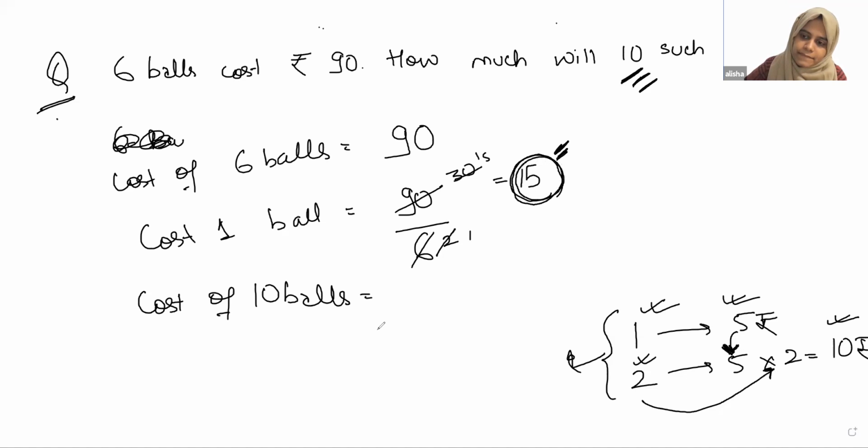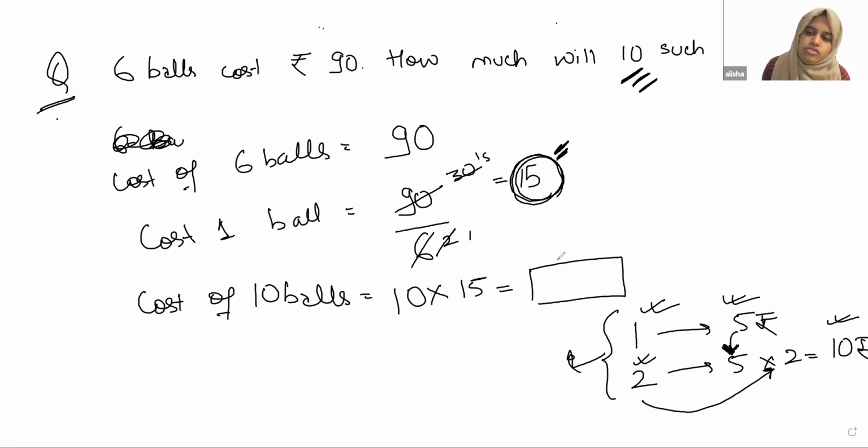10 into 15. Right, 10 into 15. 10 why? Because the number of balls, 10 balls. It was asking us for 10 balls. Why 15? Because 15 is the cost of one ball. Right or wrong, Aisha? Whatever the answer is, that is the cost of 10 balls: 150 rupees. Right, 150 rupees.